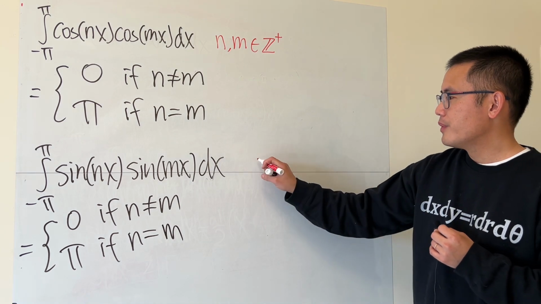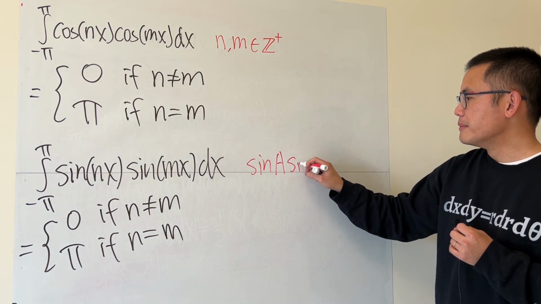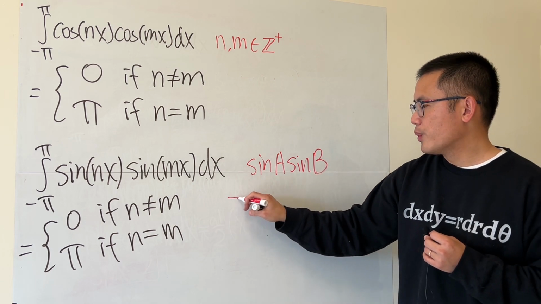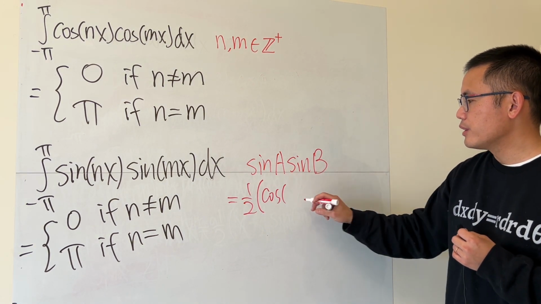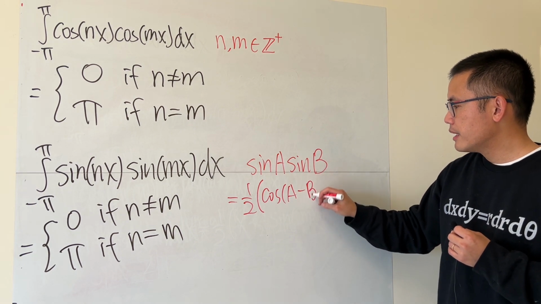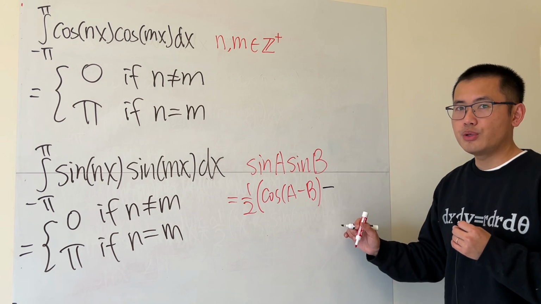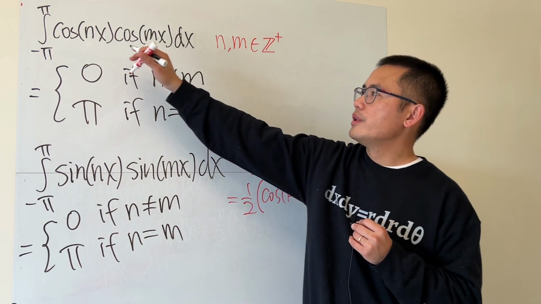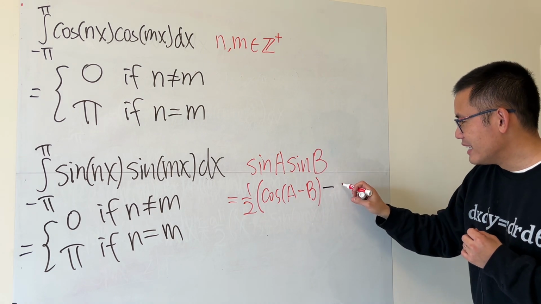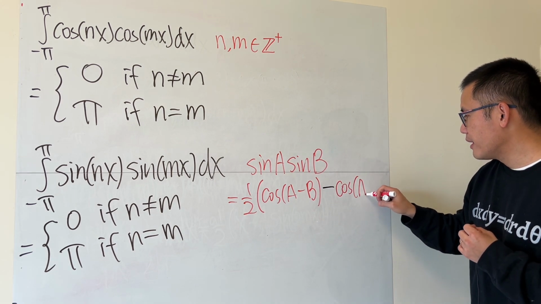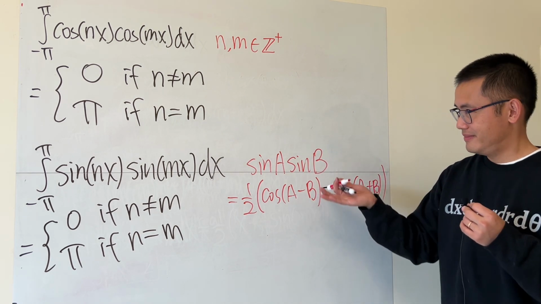For this one, well, you just have to use this identity. Sine A times sine B is equal to 1/2 times cosine of these two angles, you subtract them. Now, for this one in between, you have to subtract. Earlier, when we were doing the cosine version, it was add, right? Right now we subtract. And then the second part, it's the same thing, A plus B. You can give this a try on your own. That's it.